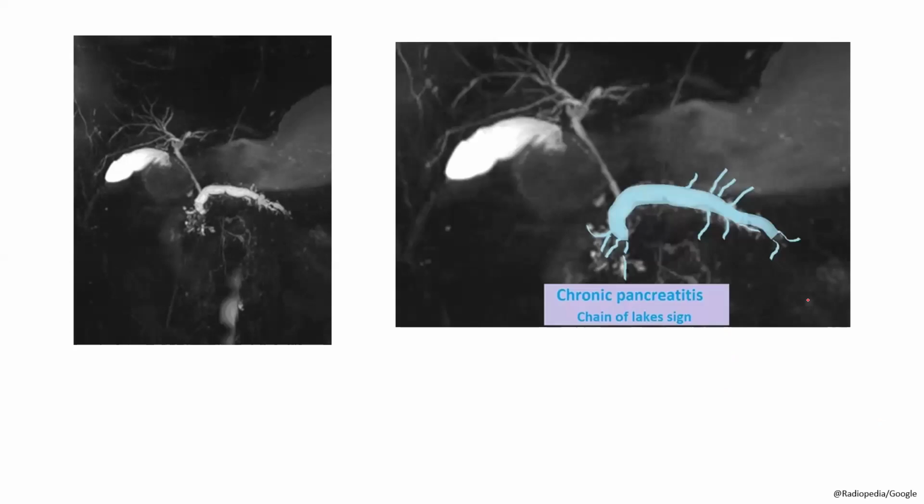What is this sign? This is chain of lake sign, which is seen in chronic pancreatitis. It is because of dilatation of the main pancreatic duct as well as side branches, which gives a characteristic chain of lake sign. So this is an MRCP sequence where we are finding this sign.